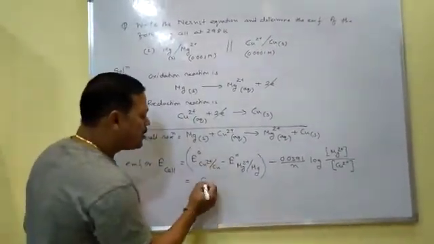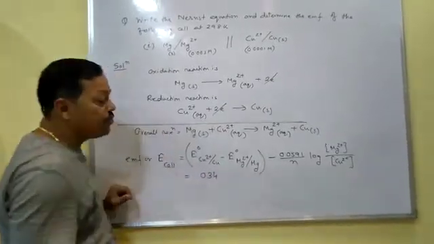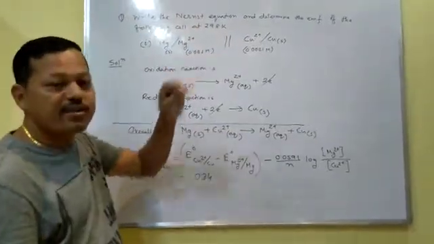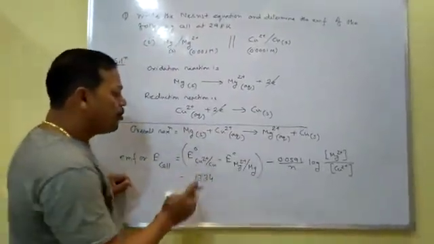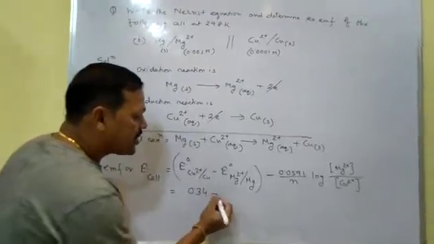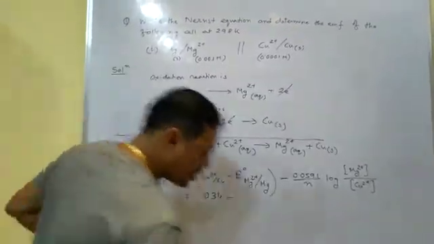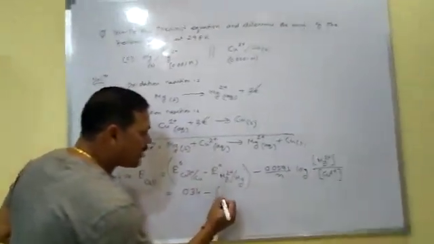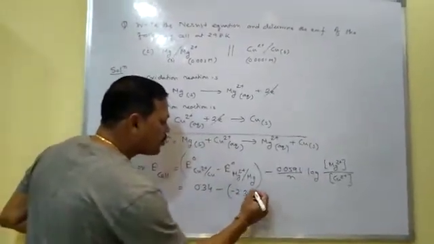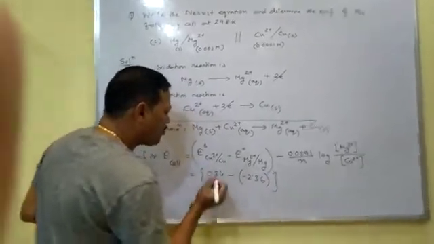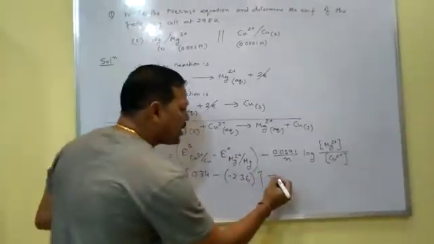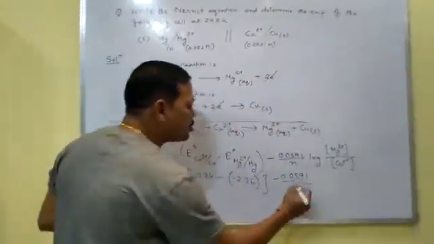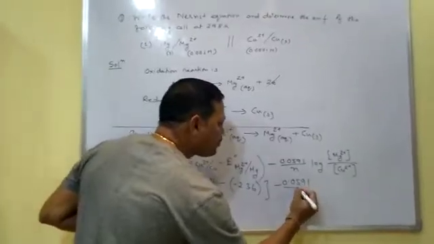The copper value is 0.34 volt. As I have told you, you will get this value in the electrochemical series table given in your book. 0.34 volts is the standard potential of copper, and the standard potential of magnesium is minus 2.36. So this is the potential of copper and magnesium, minus 0.0591 divided by how many moles of electrons transferred? 2. So the n value will be 2.